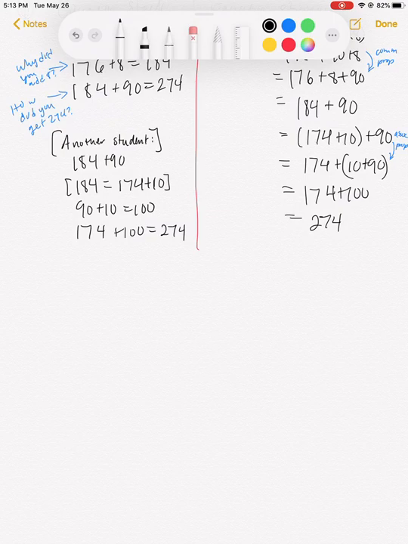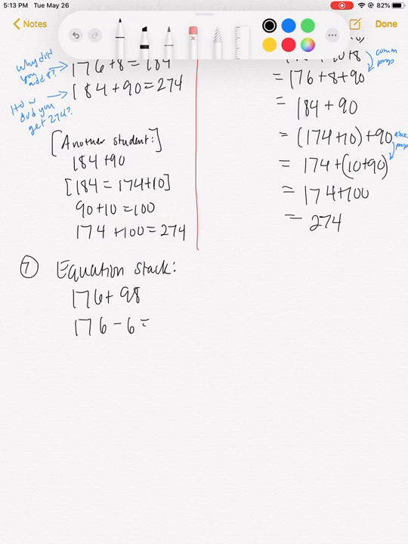Okay. A couple more strategies. Number 7. Equation stack. What this student said is 176 plus 98 should be done by subtracting 6 off of 176 and getting 170, then taking 98 and splitting it up into 30 plus 68. And you can ask the student why they chose to subtract 6. Why subtract the 6? And then why split up into 30 plus 68?